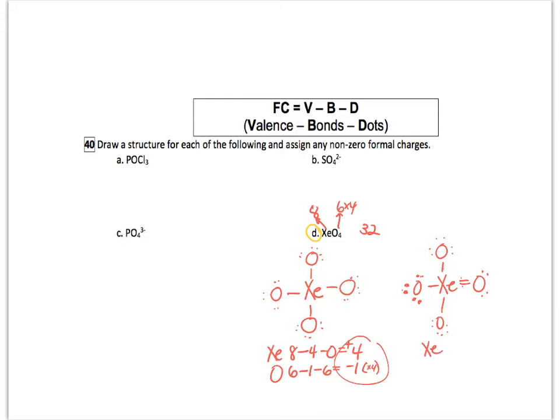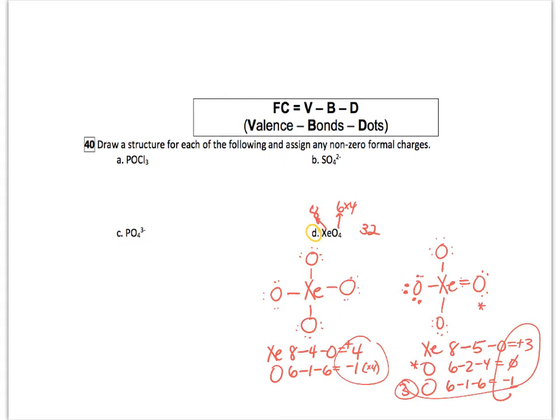Whereas this one we have the oxygen that has the double bond on it, and then the other 3 oxygens that don't. So 8 minus 5 minus 0 is plus 3. Oxygen, the one with the double bond, would be 6 minus 2 minus 4. And then each of those other oxygens would be 6 minus 1 minus 6, which is negative 1. And there are 3 of them for negative 3, so that would all add up to 0. So the issue with that would be, I'm expanding my octet unnecessarily. Okay, so this would be my best option.